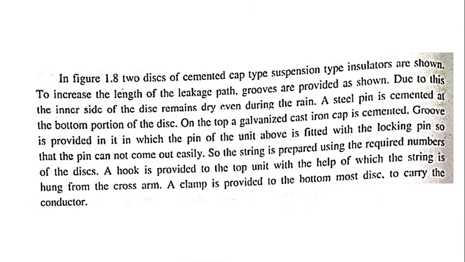In figure 1.8, 2 discs of cemented cap type suspension insulator are shown. To increase the length of the leakage path, grooves are provided as shown in the figure. Due to this, the inner side of the disc remains dry even under rain conditions, which we already know. A steel pin is cemented at the bottom portion of the disc. On the top, a galvanized cast iron cap is cemented.